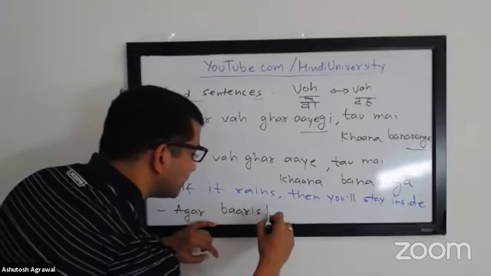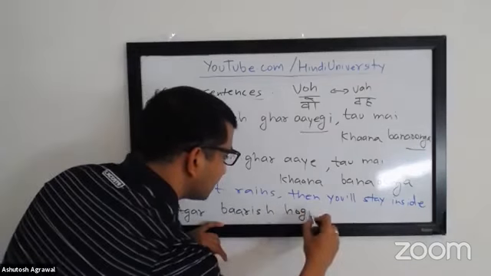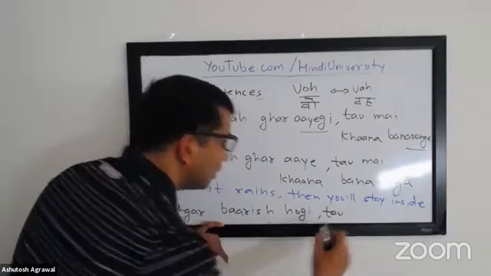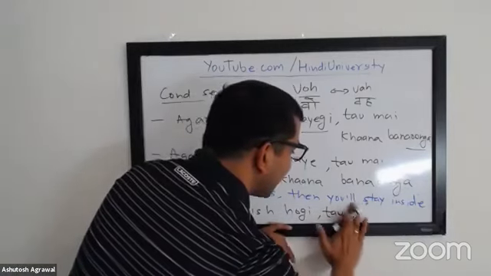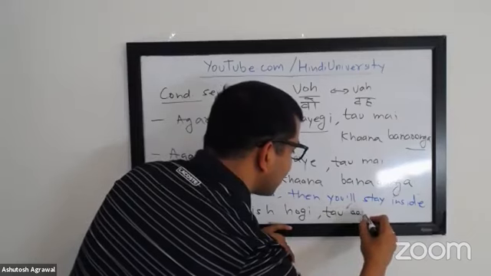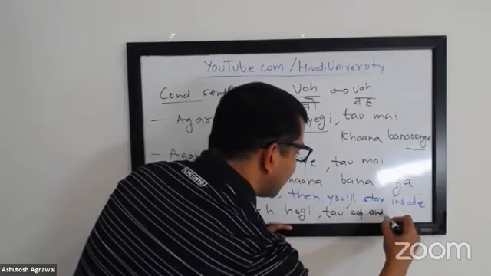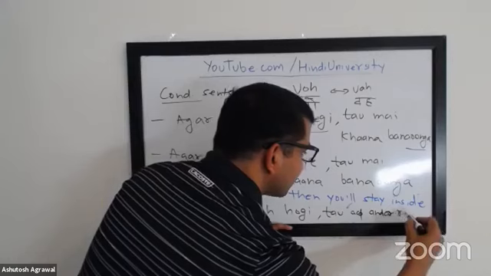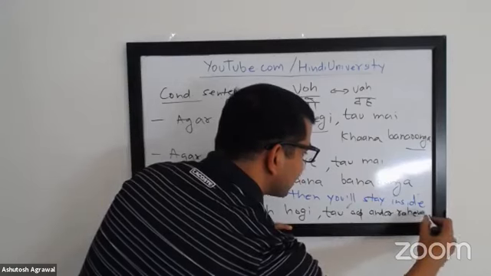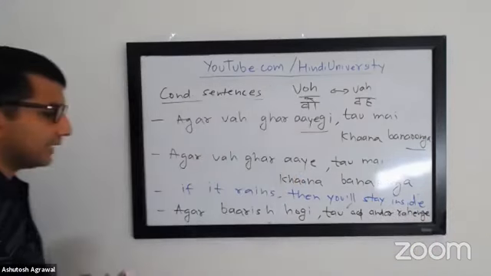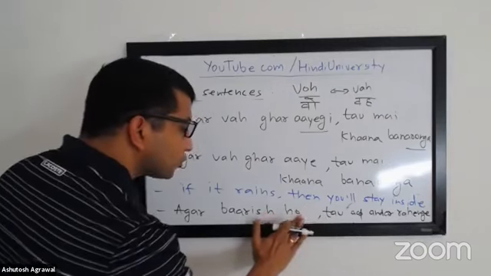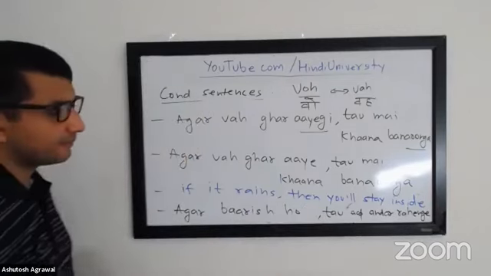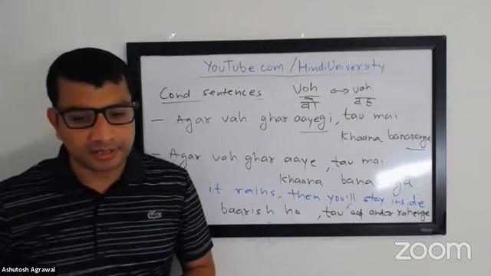So, अगर बारिश होगी तो you will stay inside. तो तुम और आप अंदर रहेंगे. आप अंदर. Sorry about that. I'm gonna be writing very small. आप अंदर रहेंगे. In subjunctive you will say अगर बारिश हो तो आप अंदर रहेंगे. Okay, that's the second pattern.